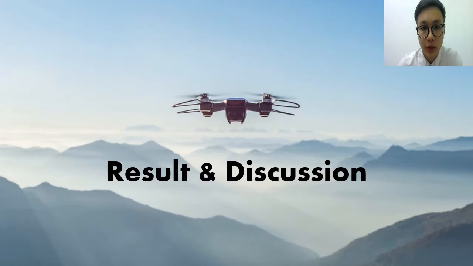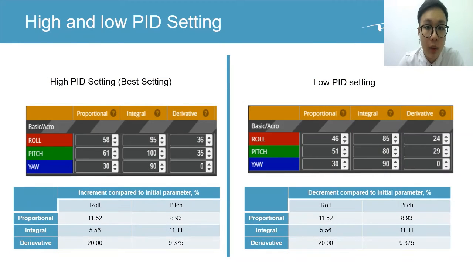Now is the fourth chapter, which is the result and the discussion. In this chapter, I will compare the influence on flight performance when applying the best PID value and the low PID value. The best PID setting can be explained as a high PID setting, due to all the PID parameters being higher than the initial PID setting. Each action is classified into two axes, roll and pitch, for the investigation.